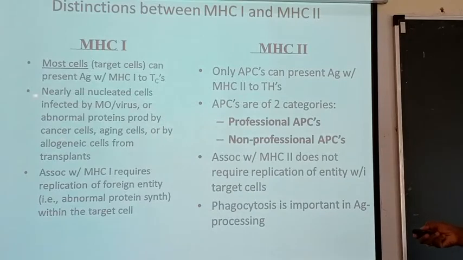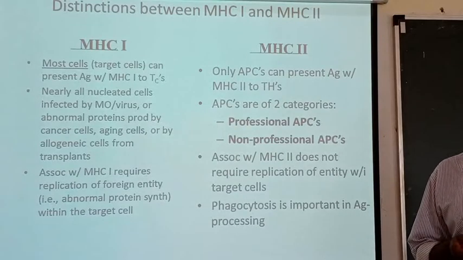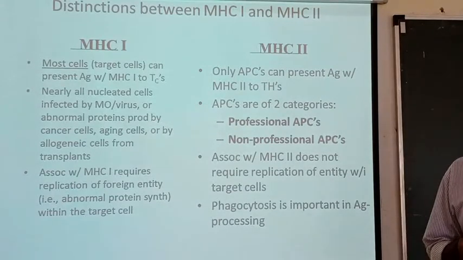Abnormal proteins are produced by cancer cells, aging cells, and allogeneic cells from transplants, and MHC1 requires replication of the foreign entity. What is the foreign entity? There should be replication of the antigen to reach the target site. While with MHC2, major histocompatibility complex 2, only APCs can present the antigen. What is an APC? That is an antigen presenting cell.